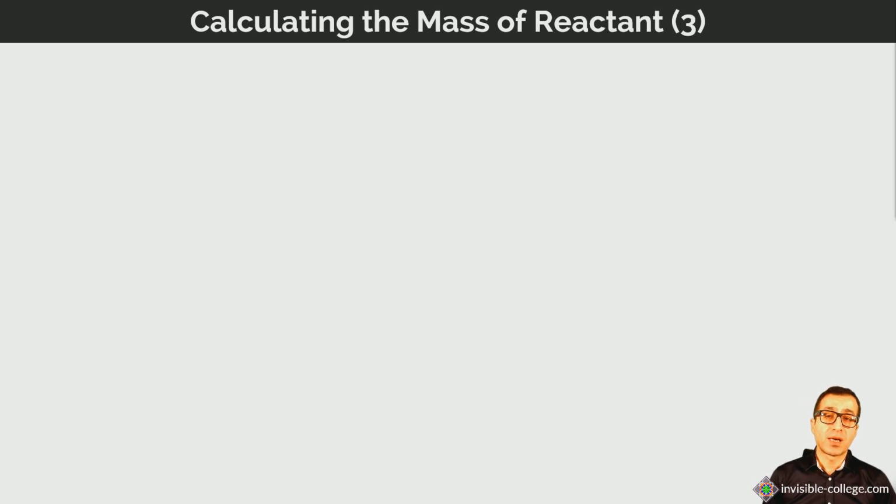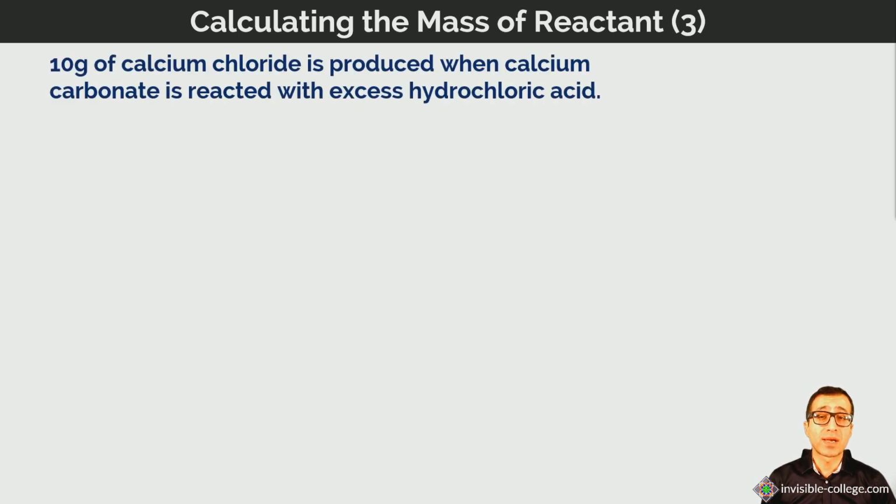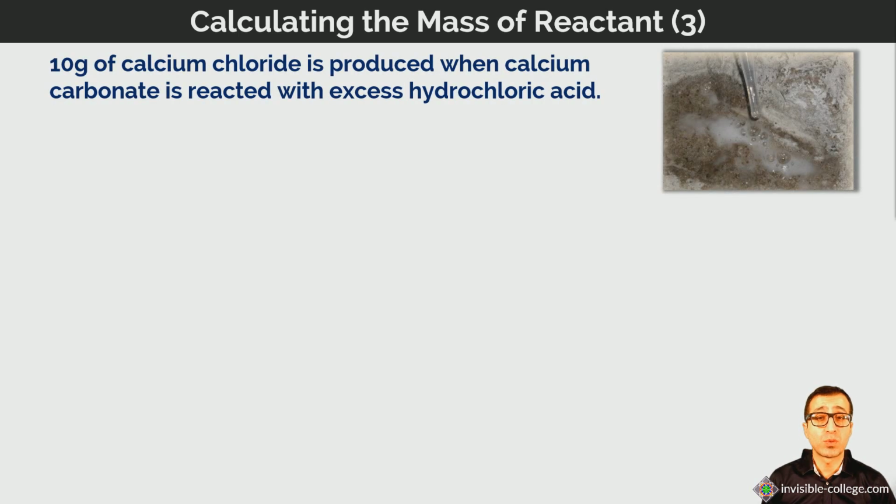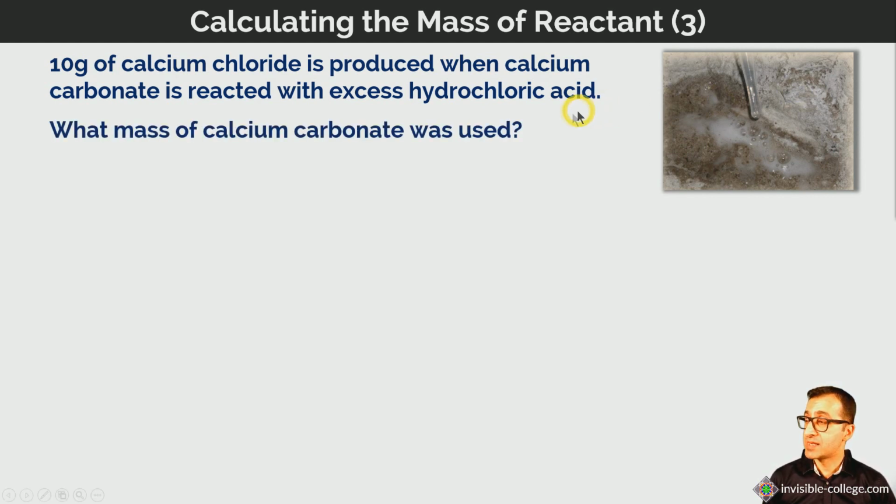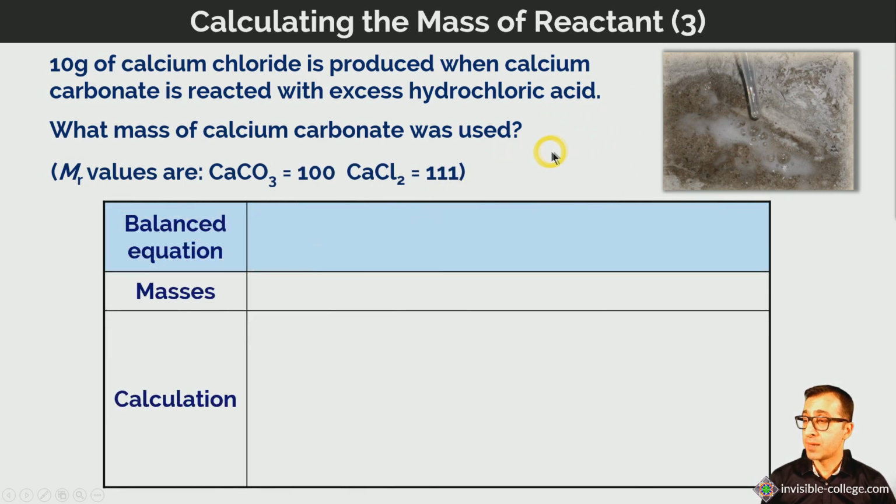So here's another one. And again, I'm going to pause here and let you have a go at this for yourselves. If 10 grams of calcium chloride is produced when calcium carbonate is reacted with excess hydrochloric acid, what mass of calcium carbonate was used? So again, here are the relative formula mass values. I'm going to pause here and let you have a go at this one.